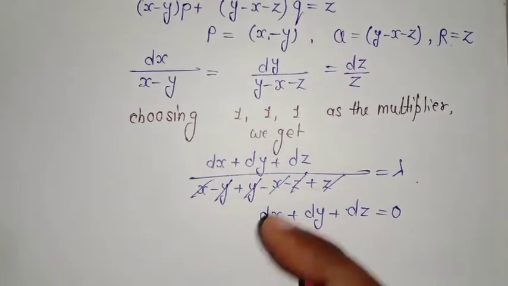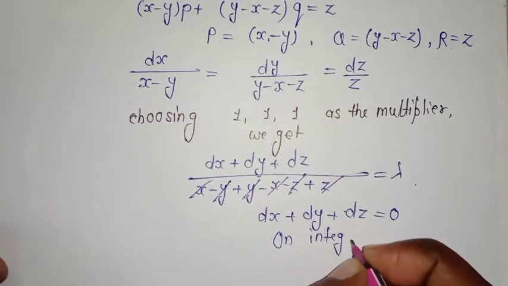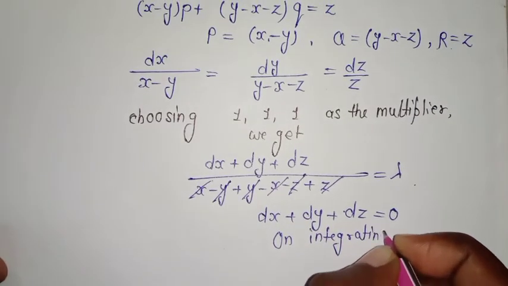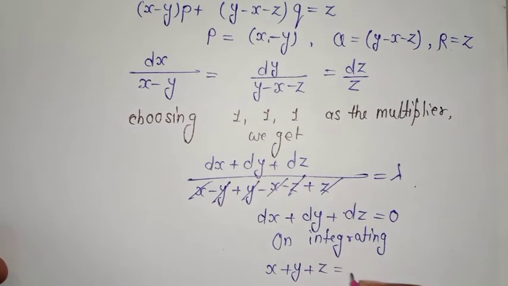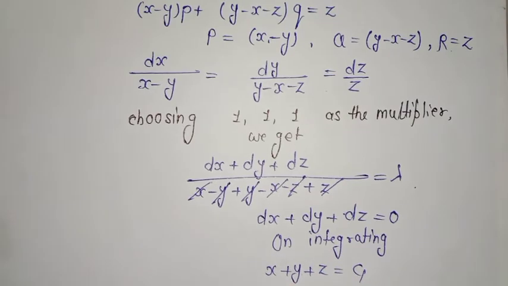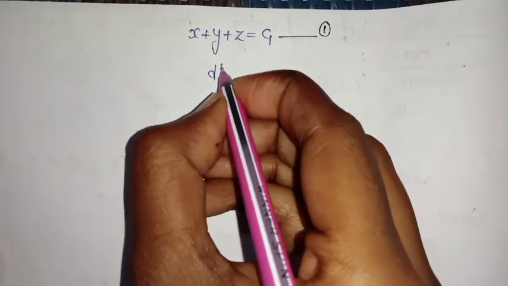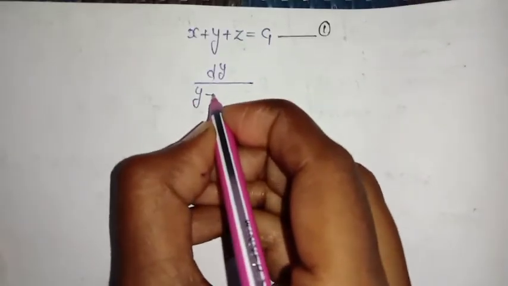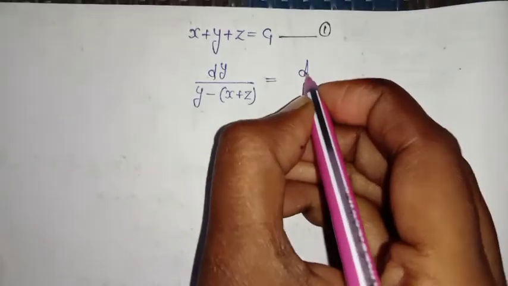If we integrate it, we get the first arbitrary constant. On integrating we get x plus y plus z equals c1. So this is our first arbitrary constant. Now we will try to find the value of the second arbitrary constant c2. If we take the second and third ratio, that is dy by y minus x minus z, this is equal to dz by z.